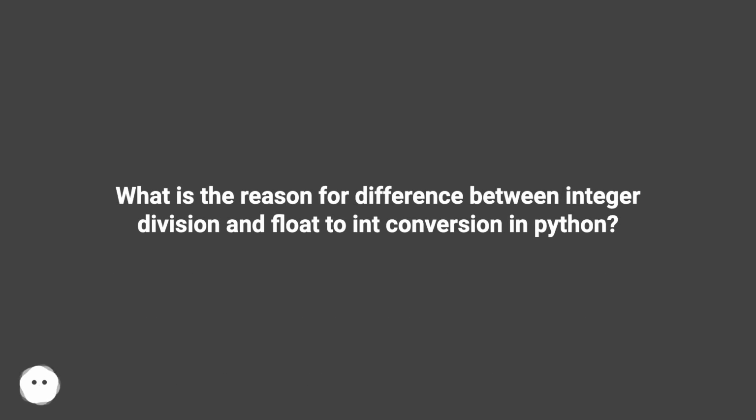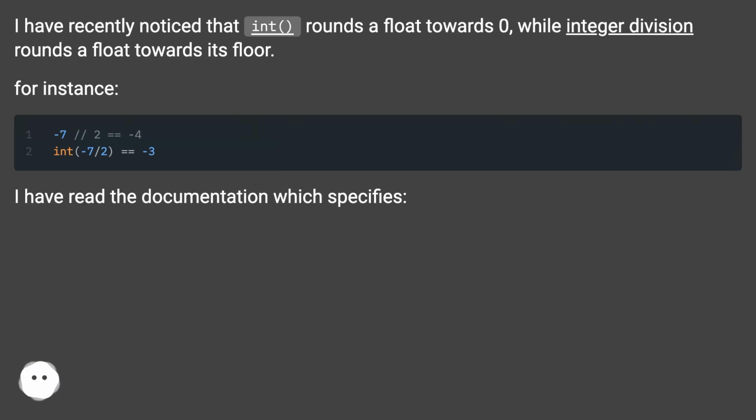What is the reason for difference between integer division and float to int conversion in Python? I have recently noticed that int rounds a float towards 0, while integer division rounds a float towards its floor.